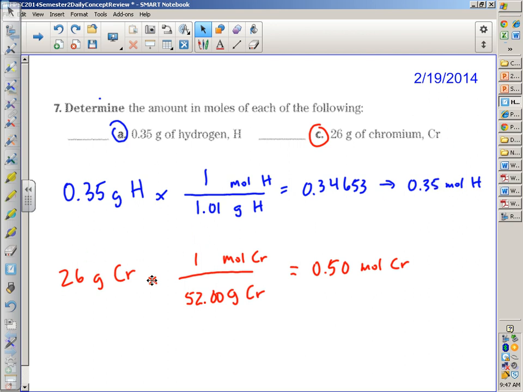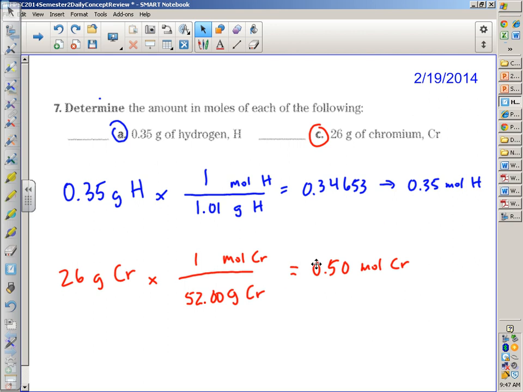Same thing with chromium. Times sign, fraction bar, units wise, grams on the bottom, moles on the top, because we're trying to get rid of grams and go into moles. And then 52 is the average atomic mass, which now becomes the molar mass for chromium. 1 mole, right? When we get those masses off the periodic table, it's always in relation to 1 mole. And then we end up with that for the answer.